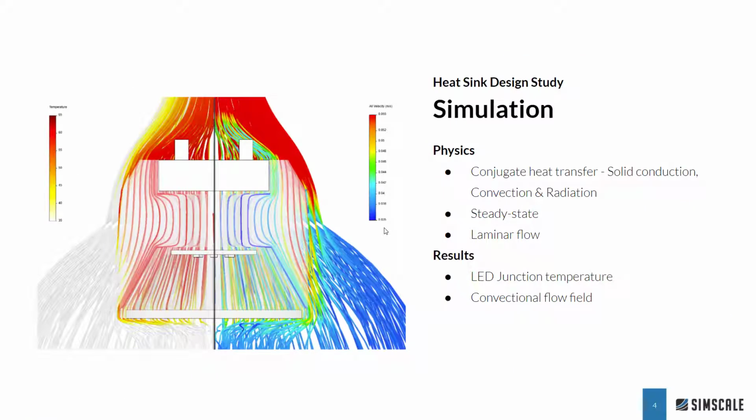The analysis type that we're going to be using is a conjugate heat transfer simulation. This is a coupling of your flow physics, based on finite volume method CFD, coupled with heat transfer capabilities as well. That gives us the ability to look at conduction within the solids, convection within the fluid, air in this case, and also radiation between the solid surfaces. Now we're going to be running a steady state simulation and using laminar flow rather than employing a turbulence model. And as I said earlier, the result of interest is really going to be the LED junction temperature as well as a general understanding of the convectional flow field.